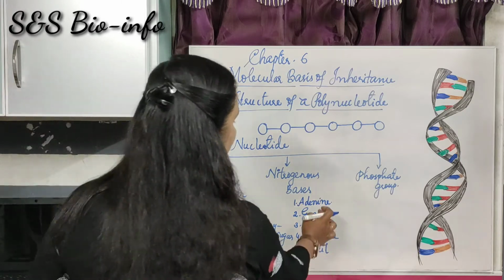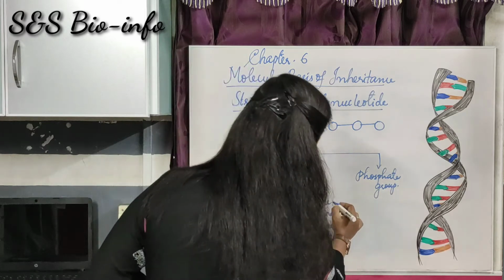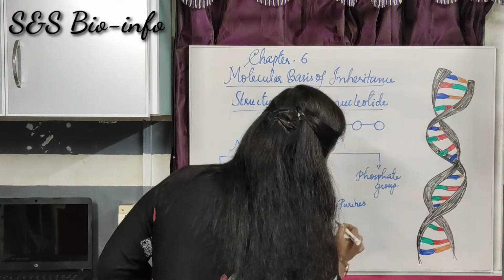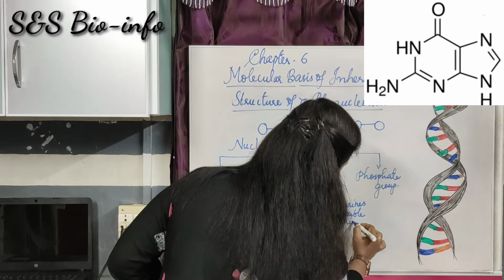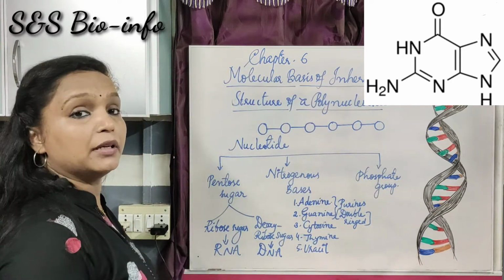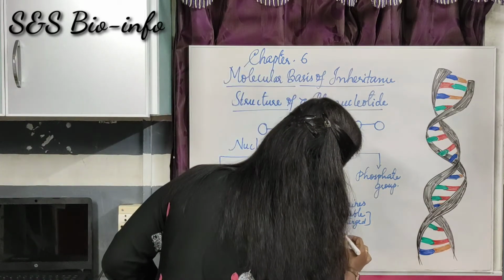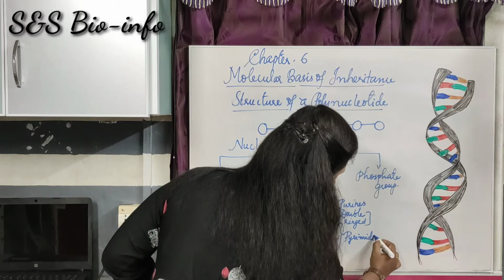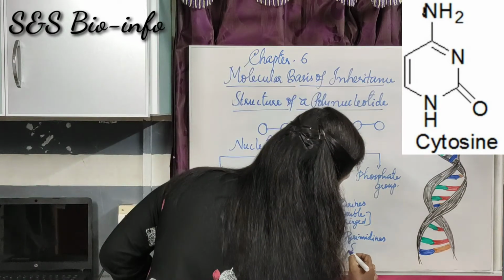Here, the adenine and guanine are known as purines. Purines are double-ringed structures, while the cytosine, thymine and uracil are known as pyrimidines. These are single-ringed structures.